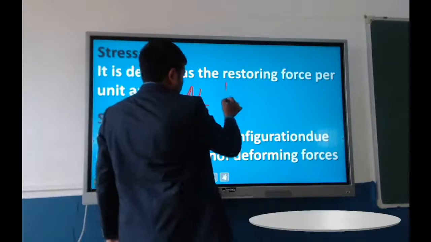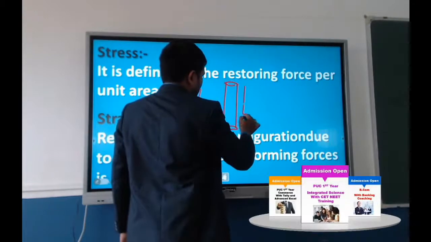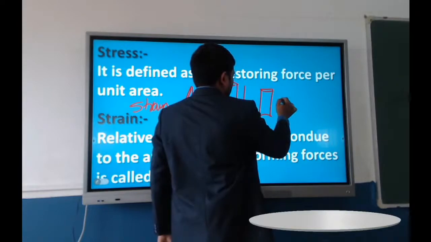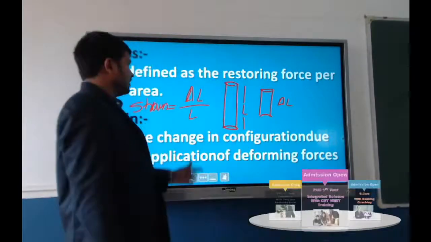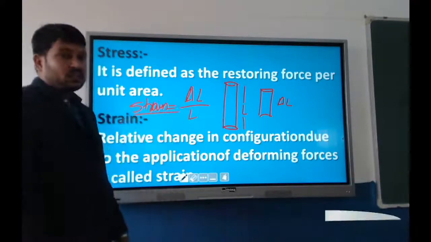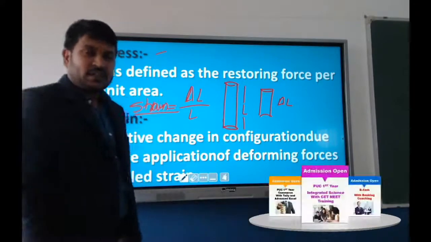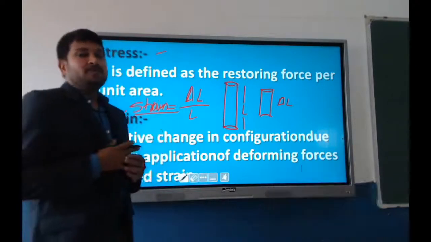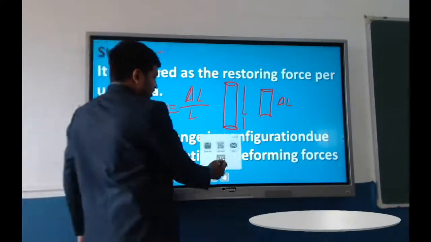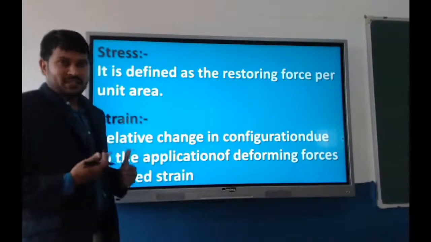One example I will show. This is the initial length L, right? By applying force, its length decreases. That is delta L. That is the change in length to the original length, known as strain. This stress and strain concept was explained by one of the scientists, Hooke. Hooke's law is very important, because it helps to study the properties of materials.